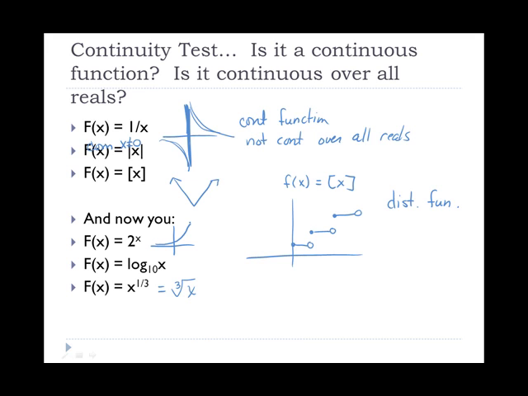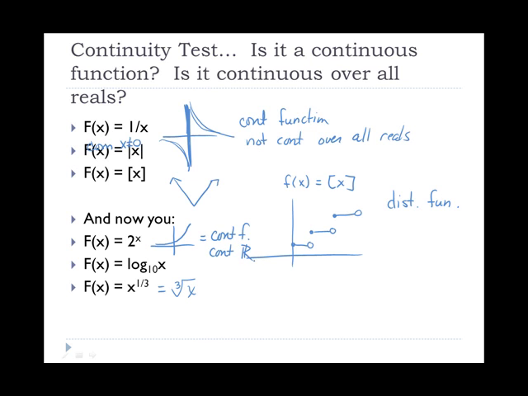Okay, so hopefully you've tried the first one. The first one has a graph that is an exponential graph. It never crosses the x-axis. However, it does have a function value for every value of x. You can take 2 to any power. So this is a function that is continuous, and it is also continuous over all reals.